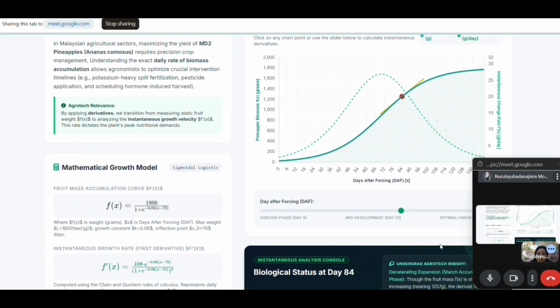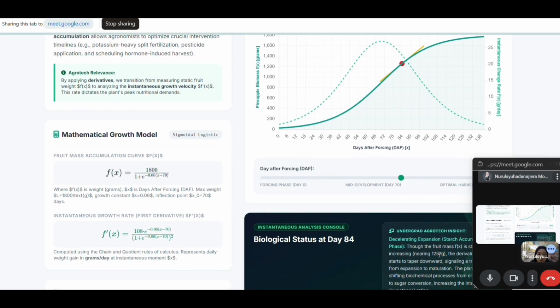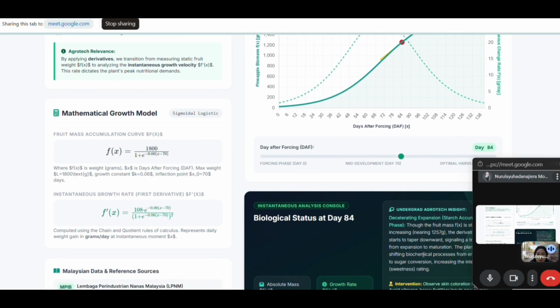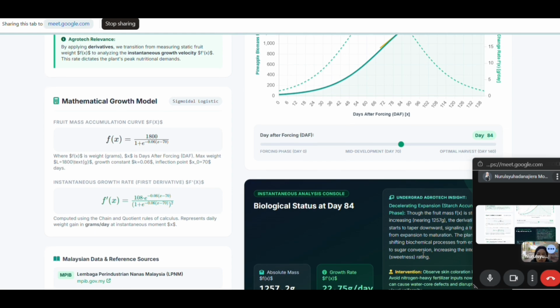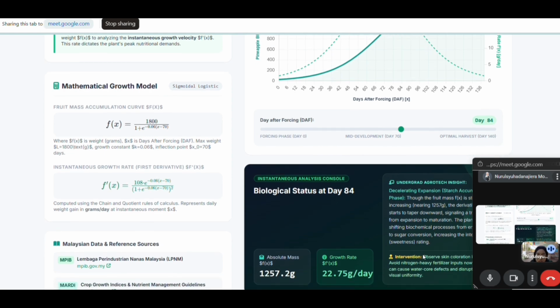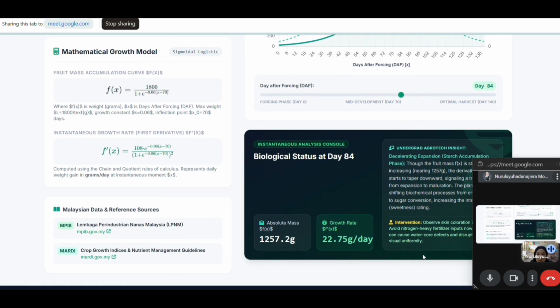And at this exact moment, the instantaneous growth rate f'(x) is 22.75 grams per day. This means at day 84, the pineapple is adding around 22.75 grams of weight every single day. This is near the peak performance of the fruit growth.